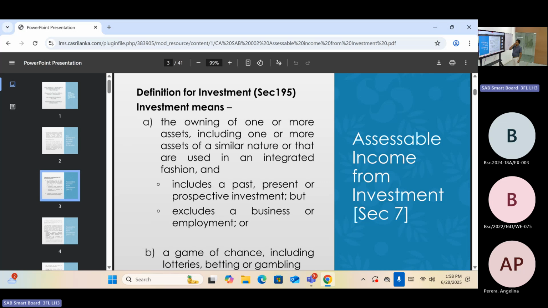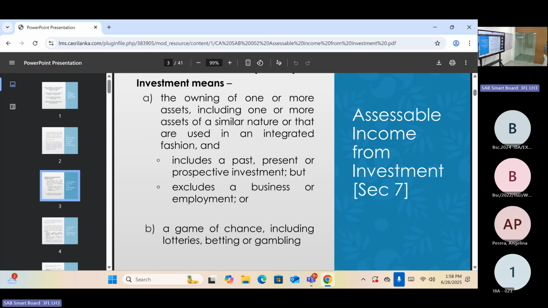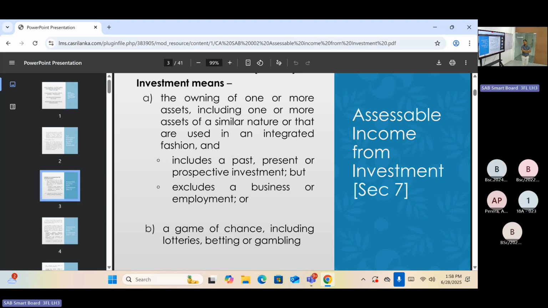And also it says a game of chance, including lottery, betting or gambling, is also part of investment. As per the law, a game of chance including lottery, betting or gambling is also coming under investment income. Game of chance means, say, we have made a bet. Including lottery, betting and gambling, those things come under investment income.